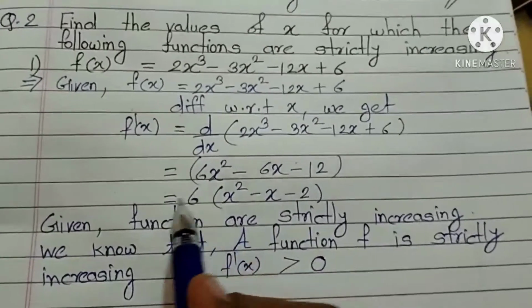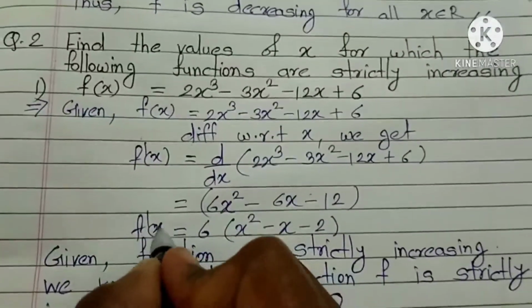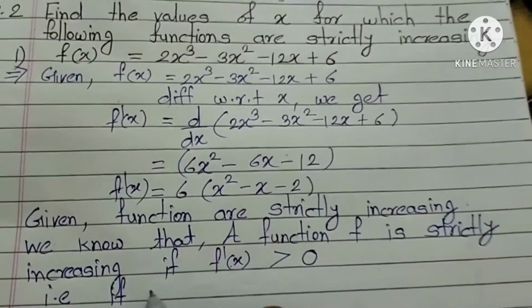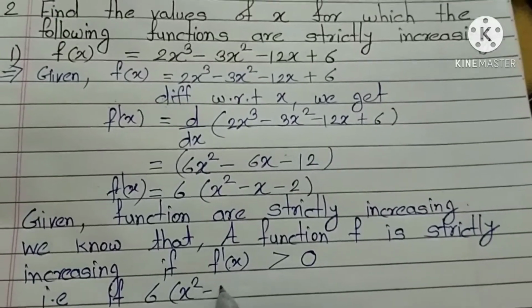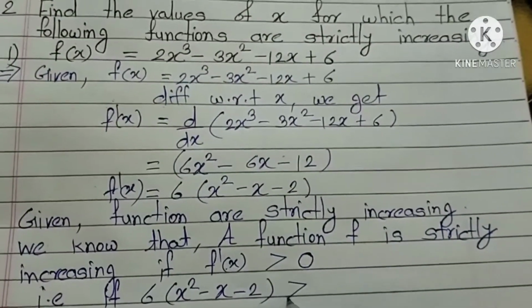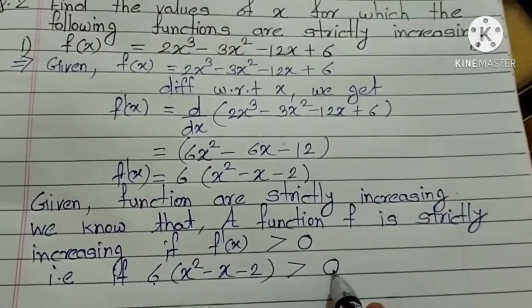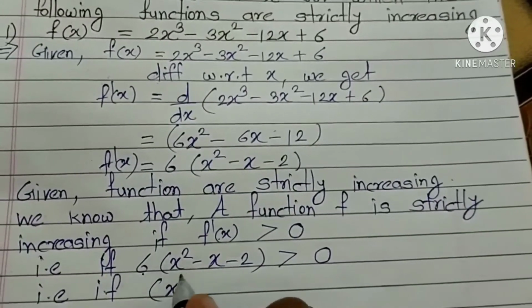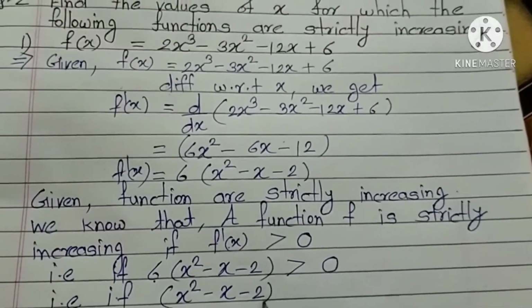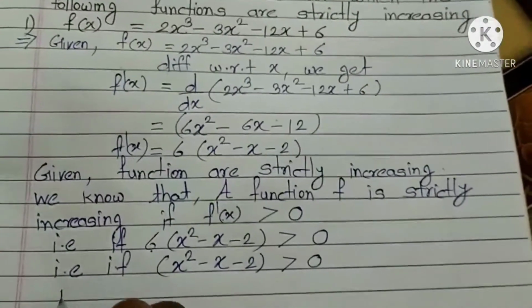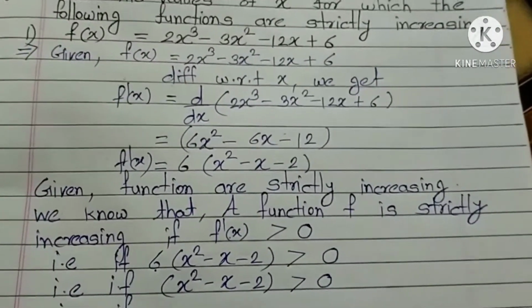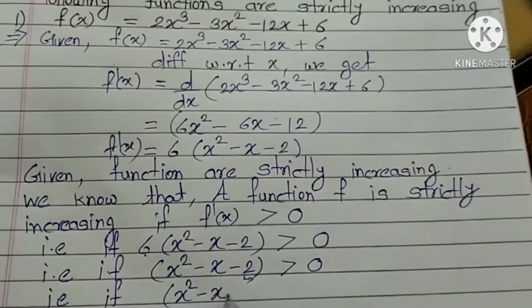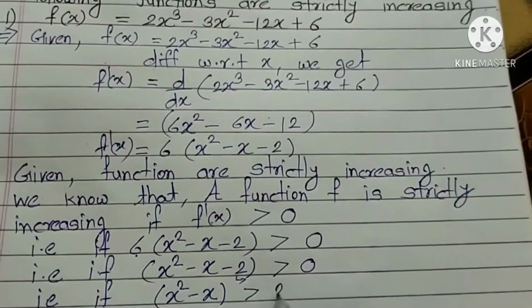Now here we know that this is f dash of x. So that is if put here value of f dash of x, which is 6 into x square minus x minus 2, is greater than 0. We know that 6 is never less than 0. That's why that is if here remaining only x square minus x minus 2 greater than 0. That is if take this minus 2 on RHS side, so here remaining minus 2 gets plus 2.